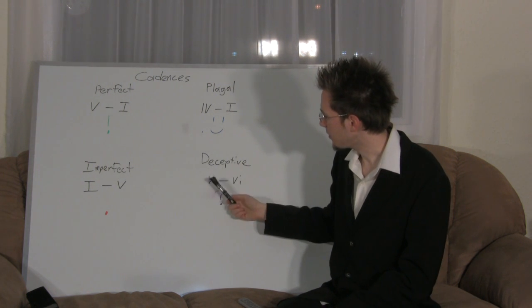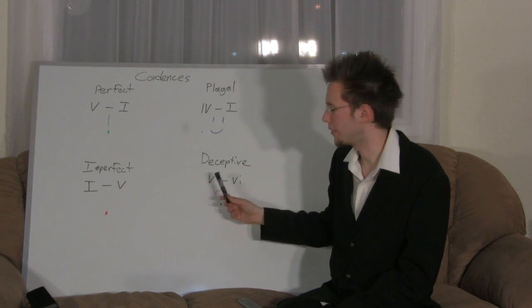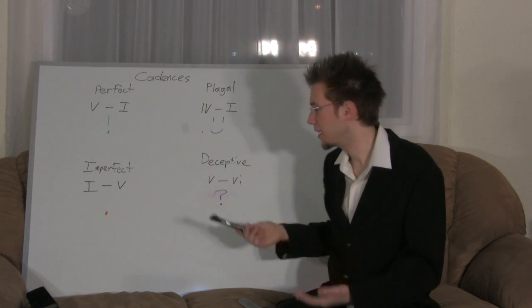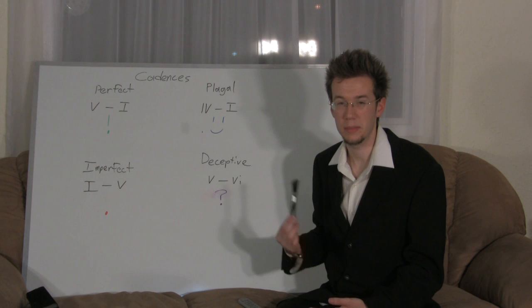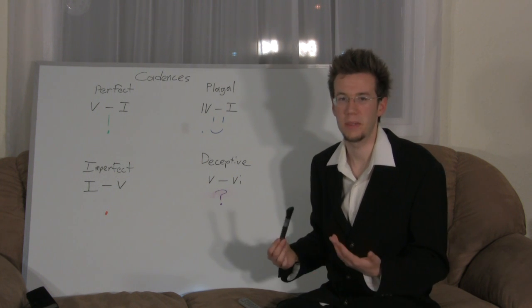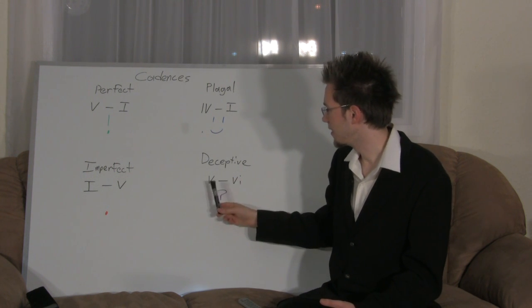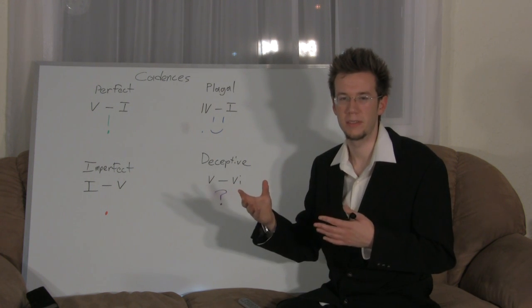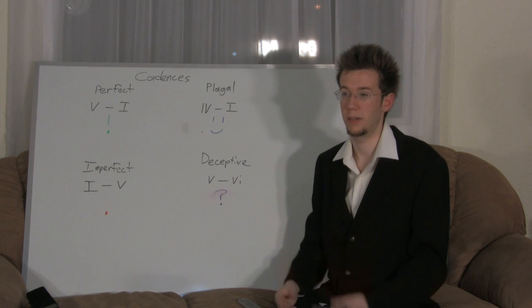Deceptive is 5-6. It makes you think that you're going... Why do they call it deceptive, I think, this is my own guess, because it kind of makes sense, is that you're on 5 and you're expecting to go to 1, but then they throw you and give you a 6. And you're like, what?